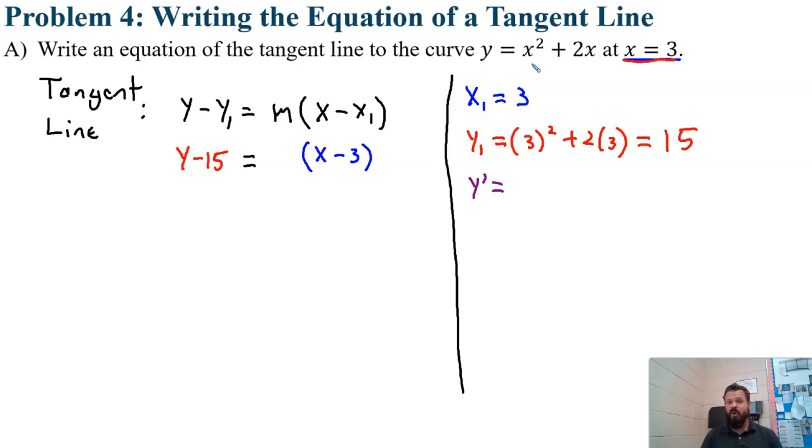Now, using our power rule, x squared is going to turn into a 2x to the 1, plus 2x will just turn into a 2, which means my m, my slope, will just be my derivative with 3 substituted in. So 2 times the 3 plus 2. In other words, an 8.